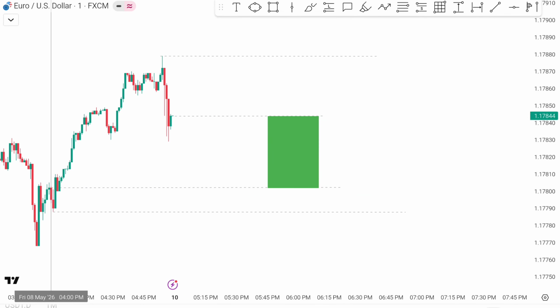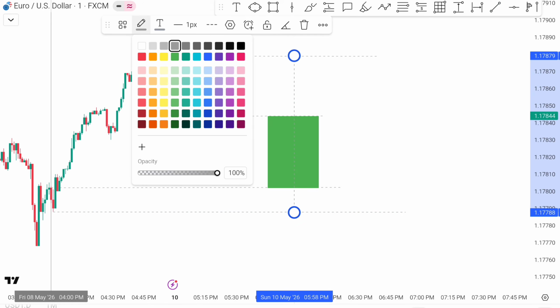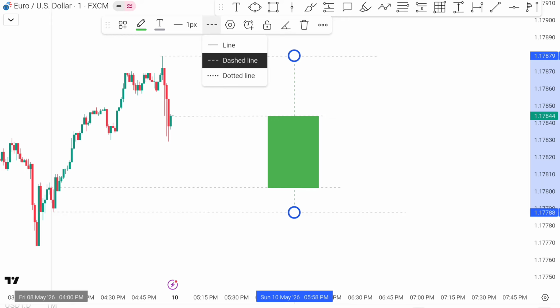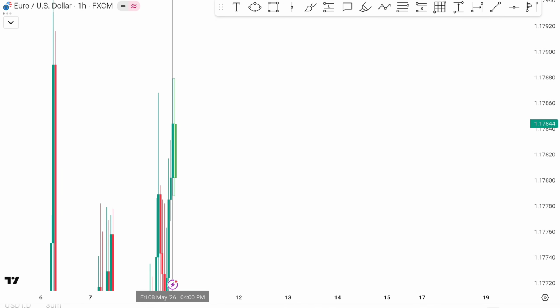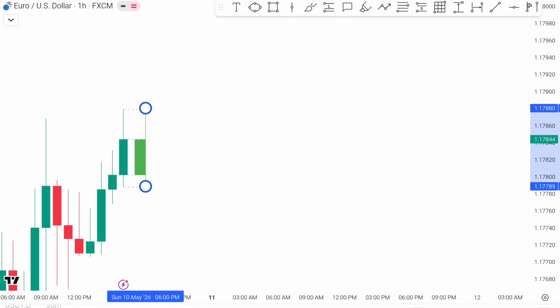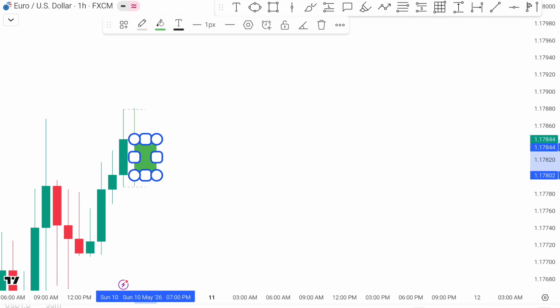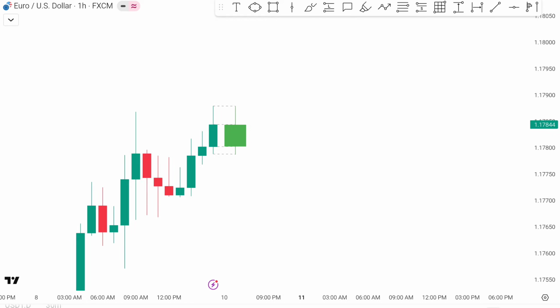Now if we mark these lines, at this point this is the high, down to the low, this is the low, and we can also make it a green color. Now this is the candle in the 1 hour time frame, and you can see that this is the exact candle that we have marked. In this way you can break down any candle.